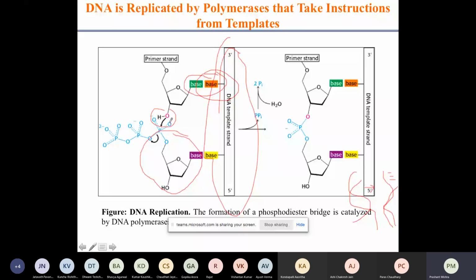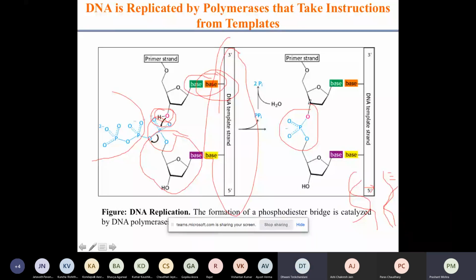This phosphate group is being attacked by the hydroxyl group from the primer strand. And this rearrangement occurs, and because of the rearrangement, this pyrophosphate, PPi, is being released, and because of that release, this phosphate bond is formed. So what do we call this phosphate bond between the two nucleotides, or between the two bases? What is the name? Any one of you?